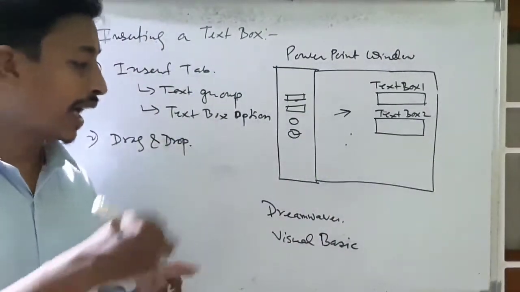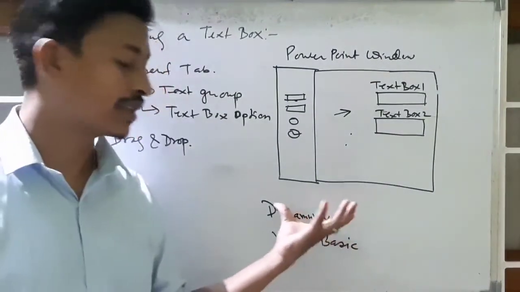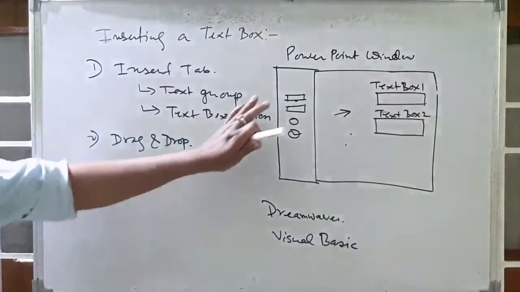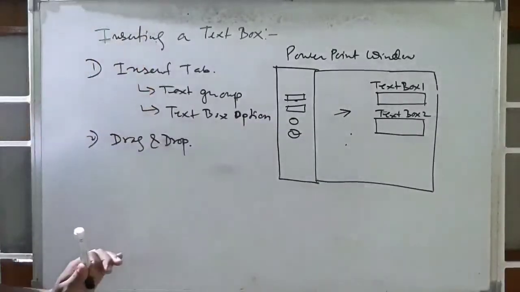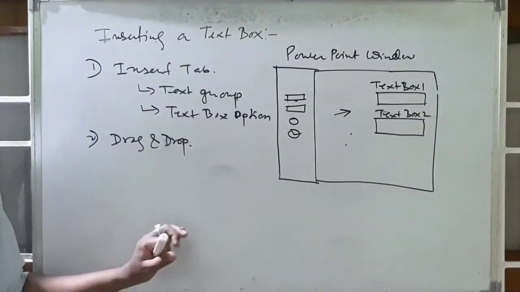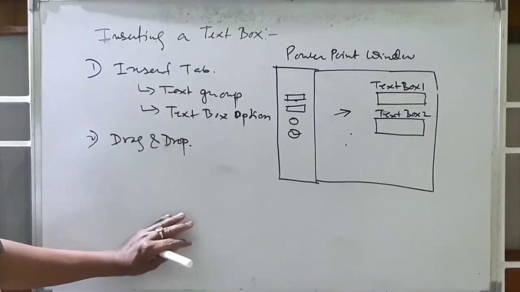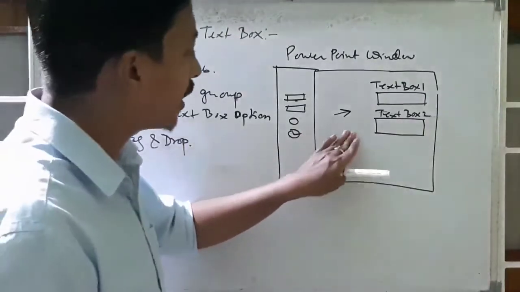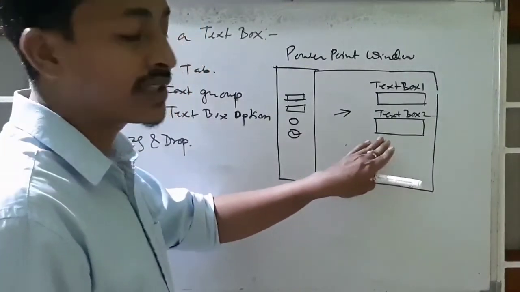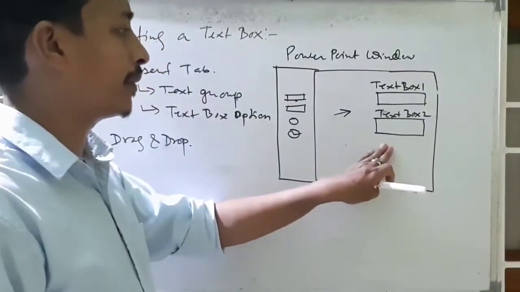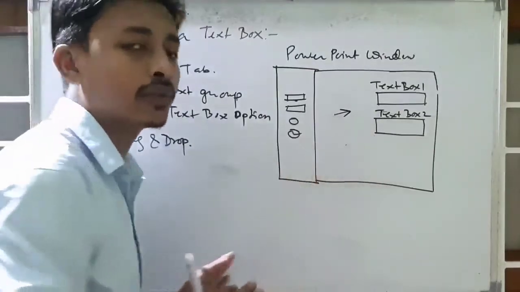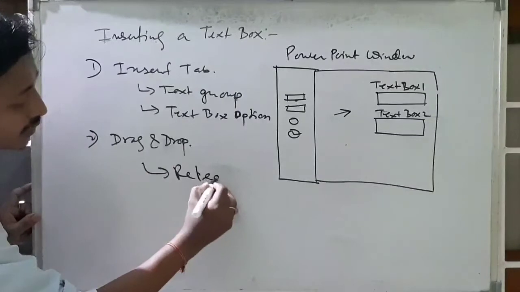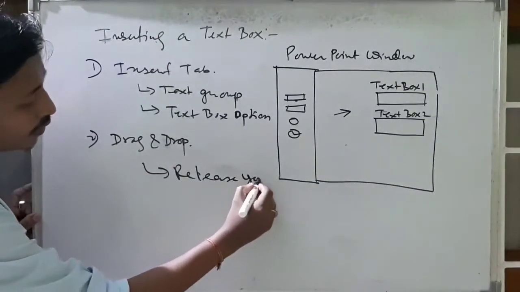I am just going to another discussion. This is only for the purpose of coding. But in PowerPoint, this is already in the PowerPoint window, PowerPoint slides. Now, release the mouse button when the text box is the desired size. And when you know that this text box is in the desired position, then you have to release your mouse.